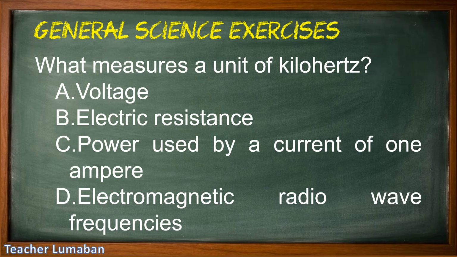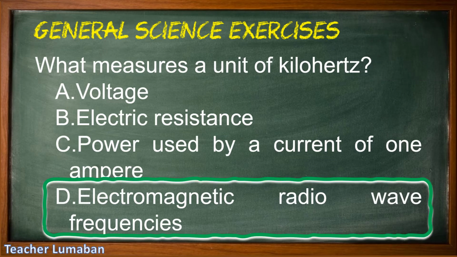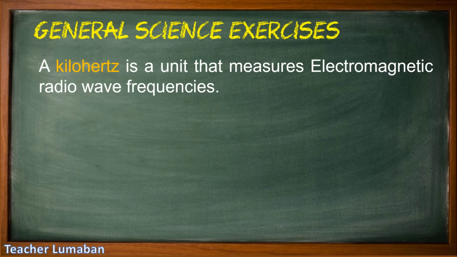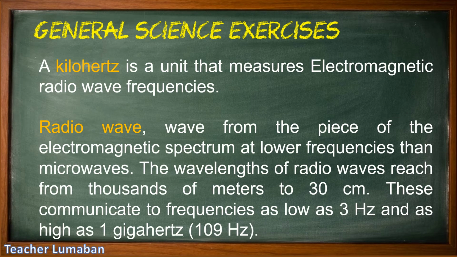The suitable description is letter D, electromagnetic radio wave frequencies. A kilohertz is a unit that measures electromagnetic radio wave frequencies. Radio waves form the piece of the electromagnetic spectrum at lower frequencies than microwaves. The wavelengths of radio waves reach from thousands of meters to 30 centimeters. These correspond to frequencies as low as 3 Hz and as high as 1 GHz, 10^9 Hz.